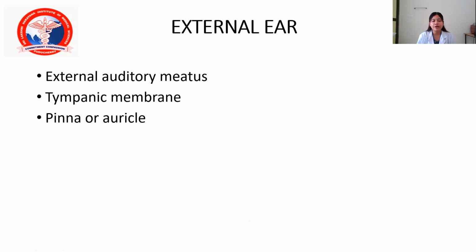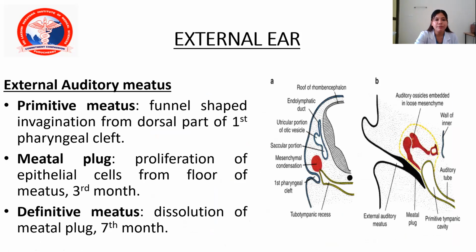So till now we have learned about the development of the internal ear and the middle ear. Now let us see about the development of the external ear. What are the parts of the external ear? We have learned the pinna or auricle, the tympanic membrane, then the external auditory meatus. So let us see the development of the external auditory meatus. It is formed as a primitive meatus, then it will ultimately develop into the meatal plug and then the definitive meatus.